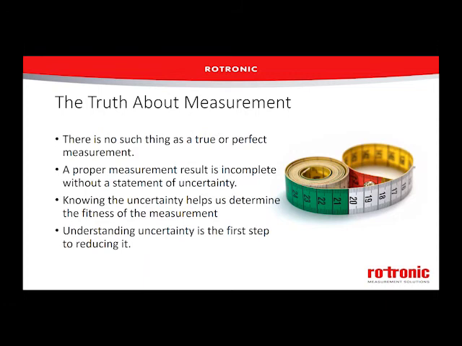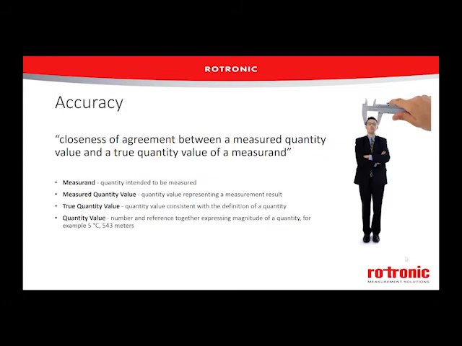When we know the uncertainty, the benefit is that it helps us determine the fitness of the measurement, or how good the measurement is in accomplishing what we want it to do in this measurement case. And also, if we understand uncertainty, we can start to reduce it. And with that, let's clear up a few other terms that we should address briefly. The first one is accuracy. Michael, tell us about accuracy.